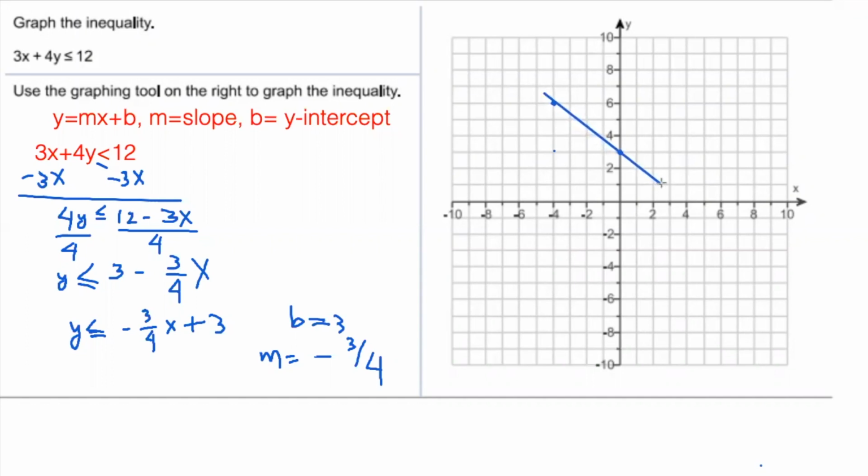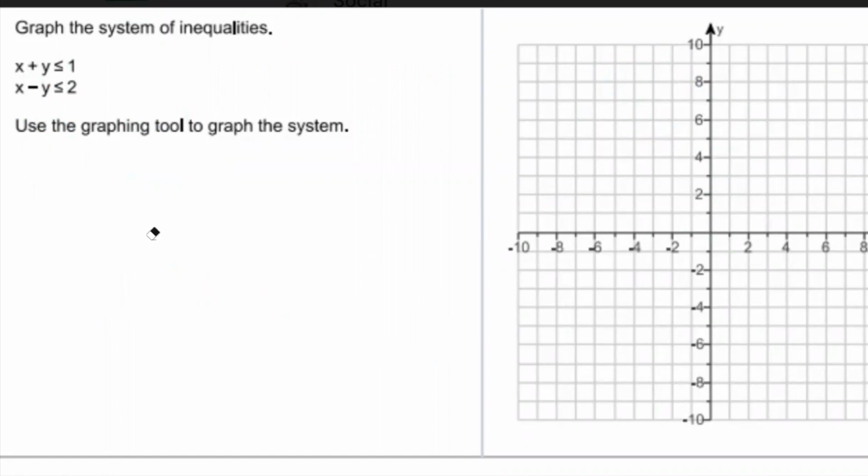Okay, and it says y is less than or equal to. That means this line will be a solid line because of the less than or equal to. But if it was only less than, then that would be a dotted line. So the area under the line is my solution. So y is less than or equal to this, so this area right here is my solution.